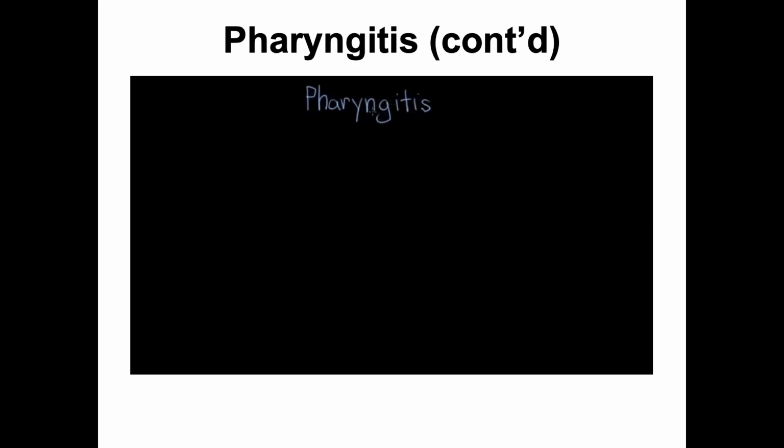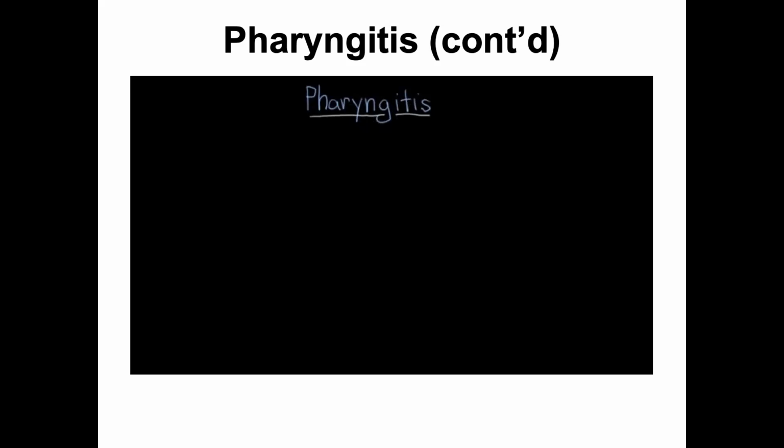So let's break this down. When we look at the word pharyngitis, we can break it down into a prefix and a suffix. The suffix is itis, and itis means inflammation or swelling. And pharynx is an anatomical word for essentially just the back of your throat. So when I break it down, it's inflammation and swelling in the back of the throat. Pharyngitis is a location of where the infection has spread to.